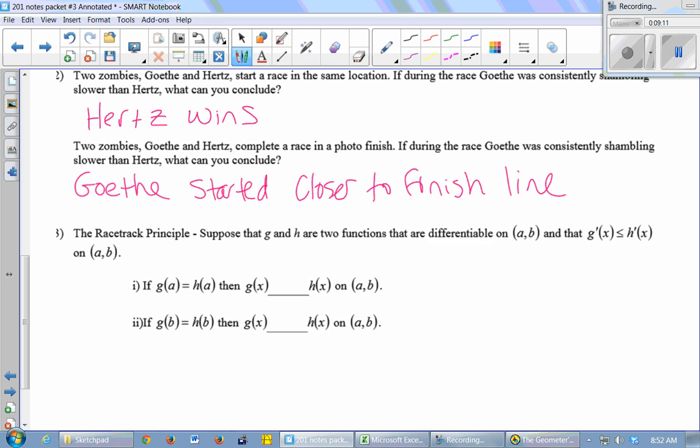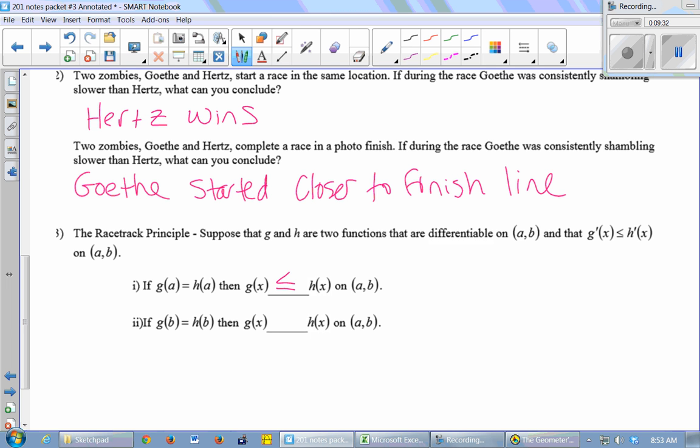Yeah, g is less than or equal to h, and g is always less than or equal to h, right? If they start in the same place, and the whole time Goeth is slower than Hertz, then the whole time Goeth is going to be behind Hertz. And I put an or equal to because they started the same, but then after that, Goeth is always behind Hertz.